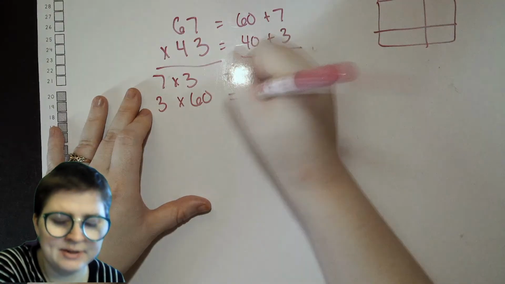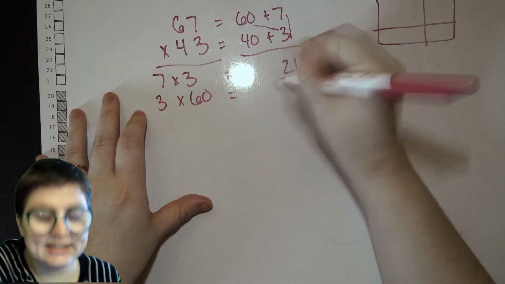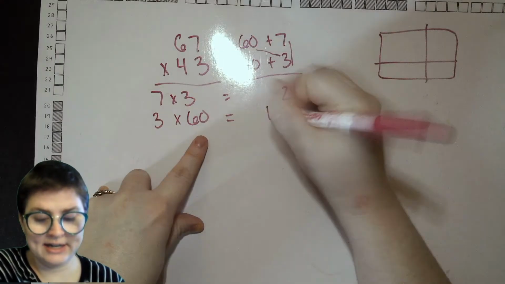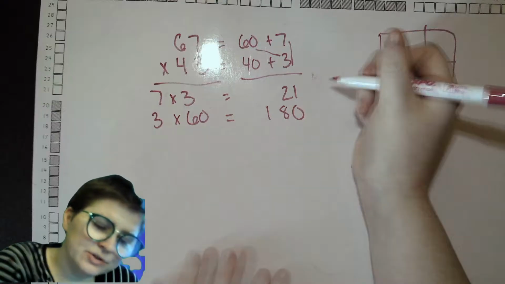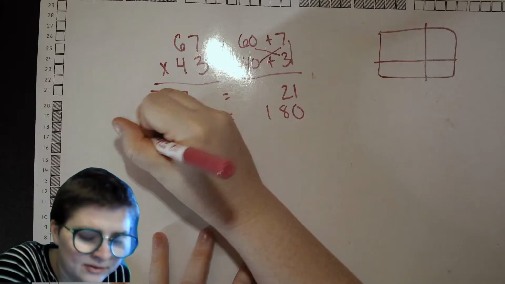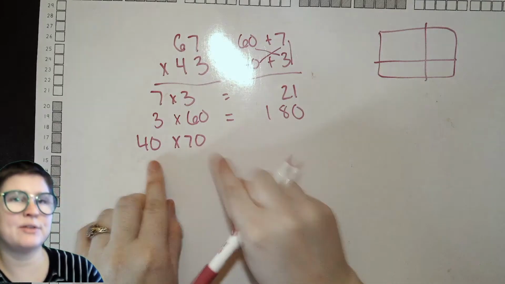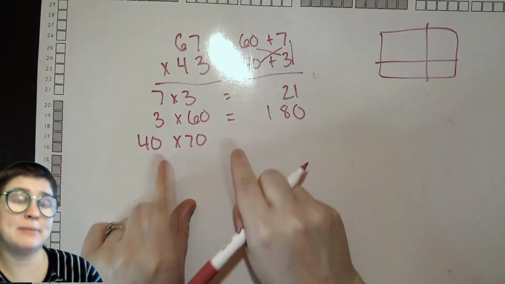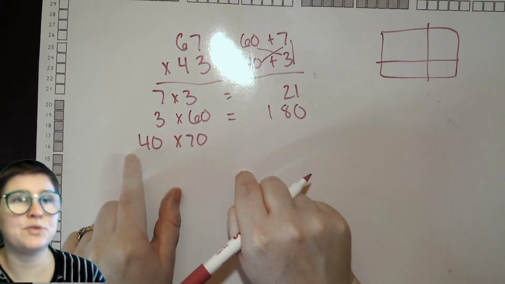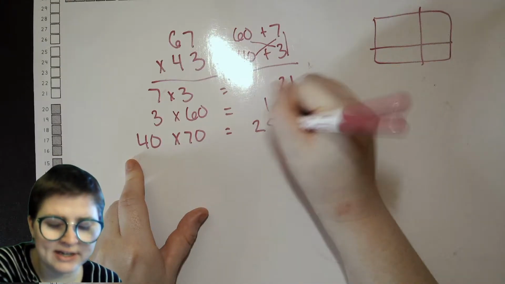And then let's do the 3 times the 60. 3 times 6 is 18, so 18 tens, right? Because it's 6 tens, so 180. Then we'll do the 40 times the 70. We can bring those tens out to the side so they're multiplying by each other. So that's 100. So 4 times 7 times 100. What's 4 times 7? 28. 2,800.